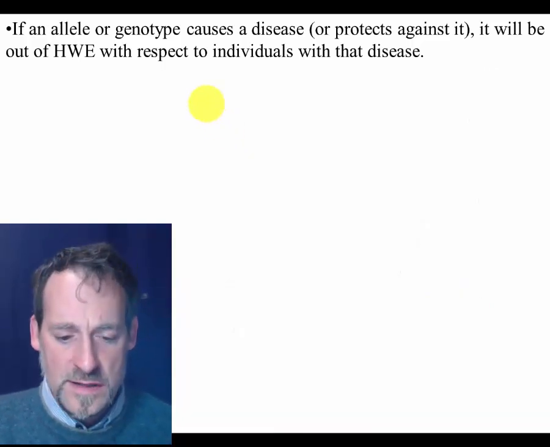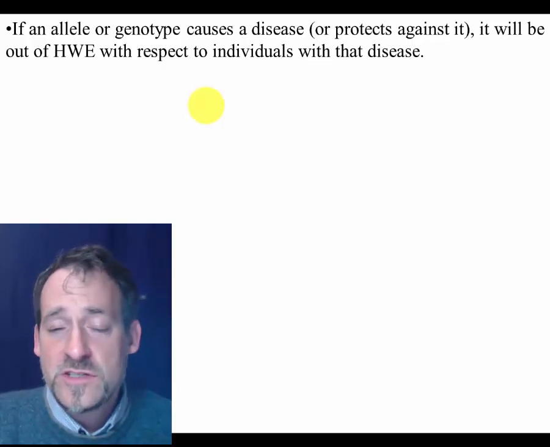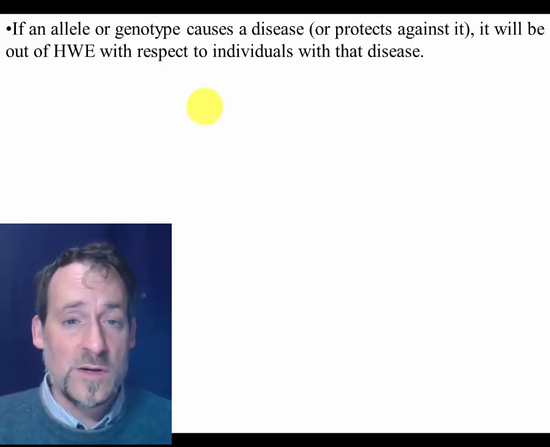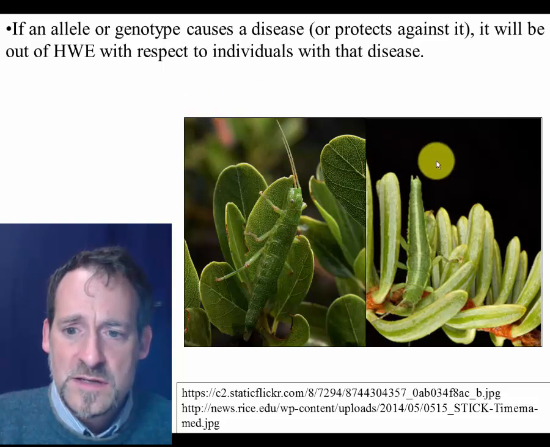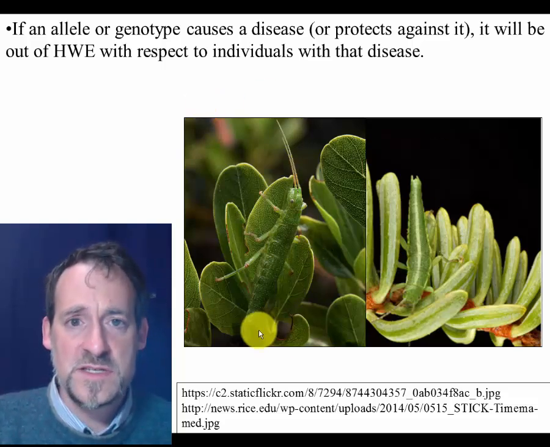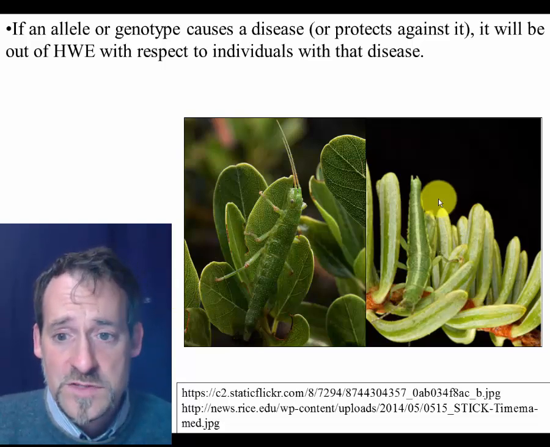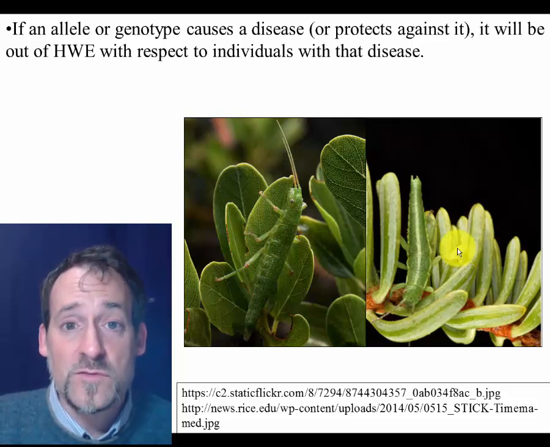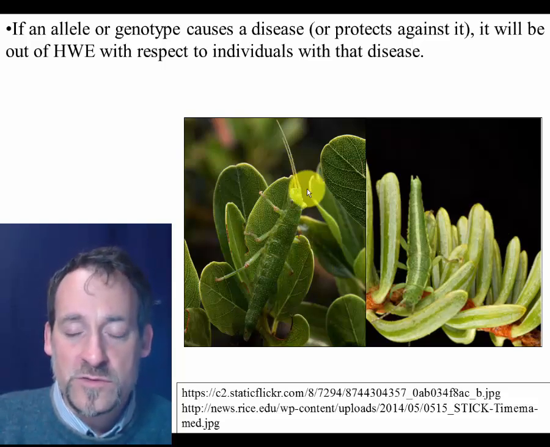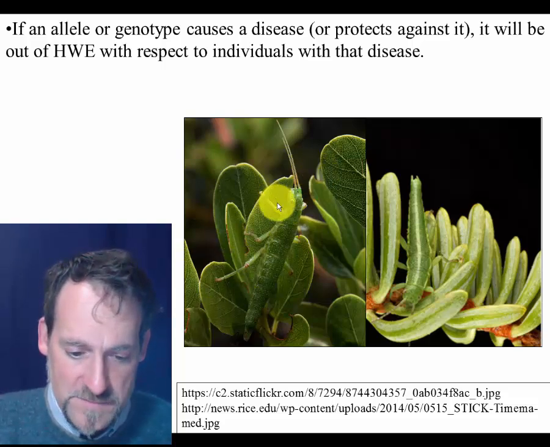You can look at departures from Hardy-Weinberg equilibrium to test whether or not a particular genotype is associated with any kind of outcome, not just a specific disease. So for example, this and this are the same species of insect feeding on two different plants. The insect comes in two different color morphs. It should be pretty obvious that this one with a white stripe down its back is very well camouflaged against these leaves that have white stripes. But this speckled green one is much better camouflaged over on this host plant, which it usually inhabits.